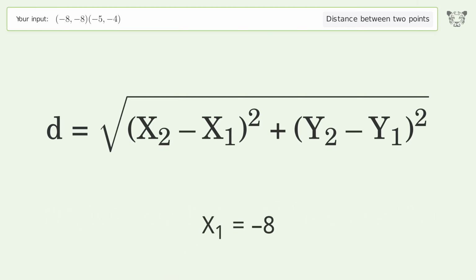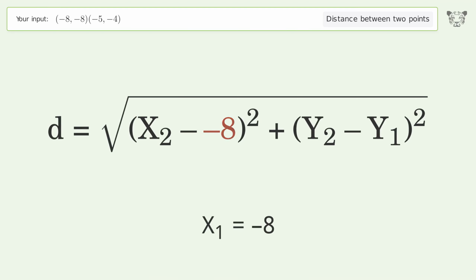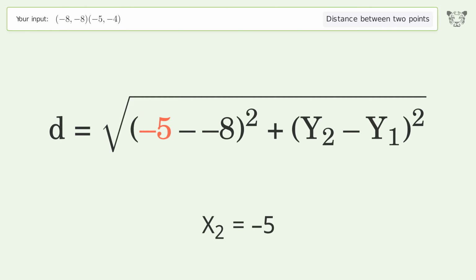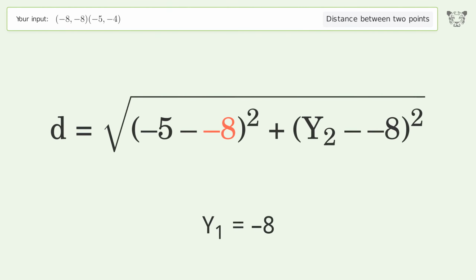x1 equals -8. x2 equals -5. y1 equals -8. y2 equals -4.